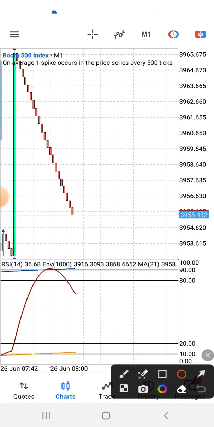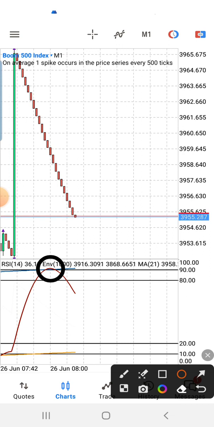You just want to see the lines converge. You have to see our moving average at level 90, you have to see our envelopes at level 90, both of them there, before a spike should come to take them to that level. So once you see them at that level, then you simply sell on 1 minute time frame.